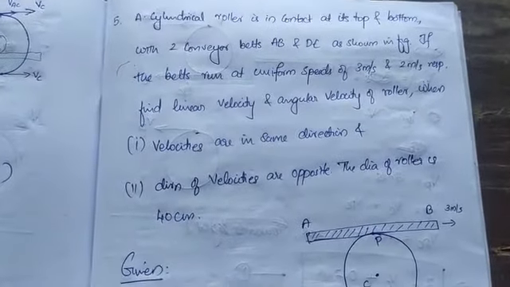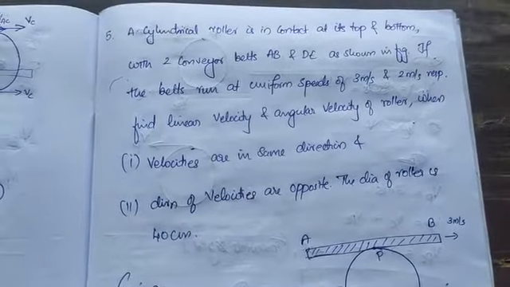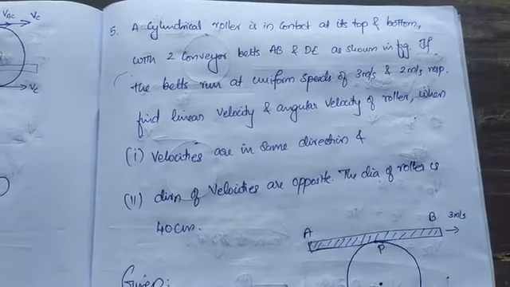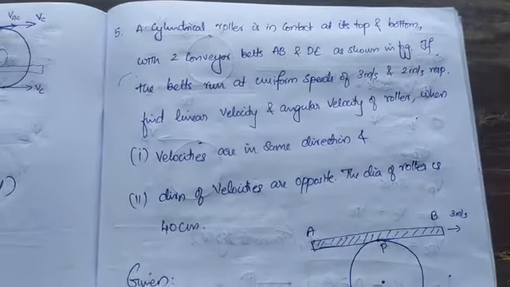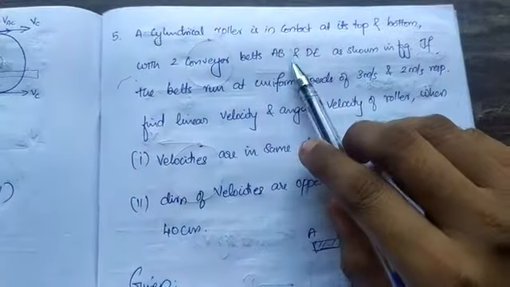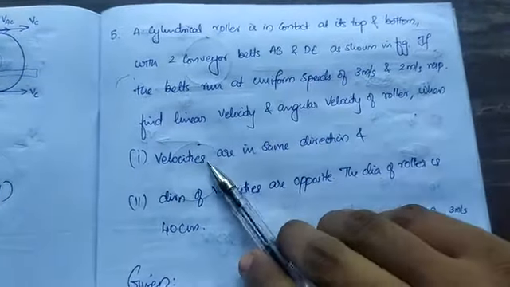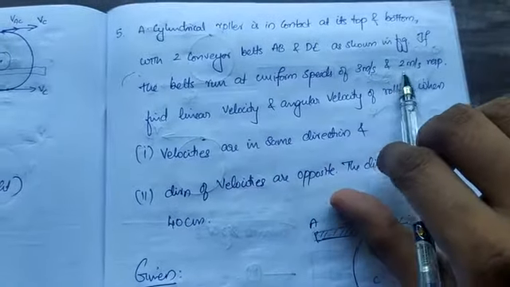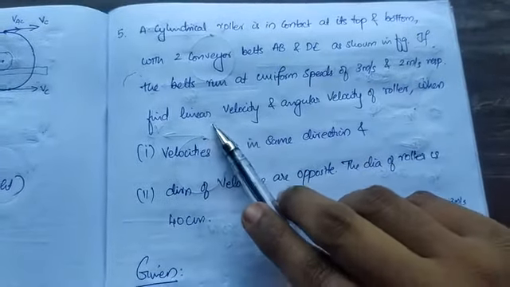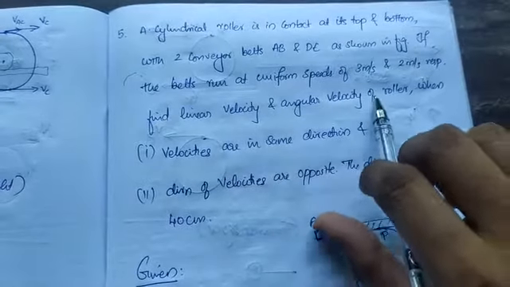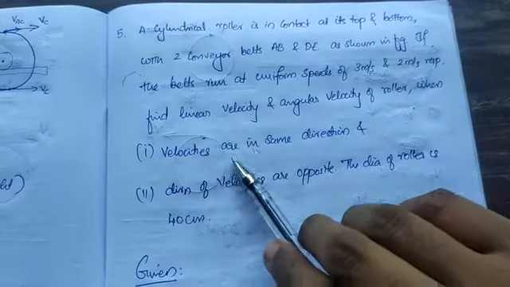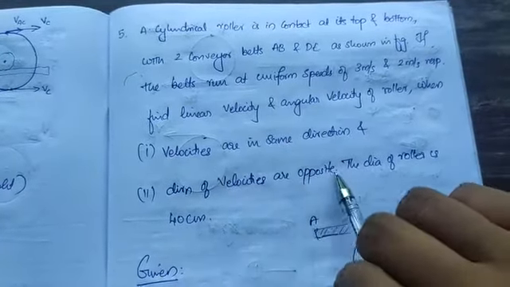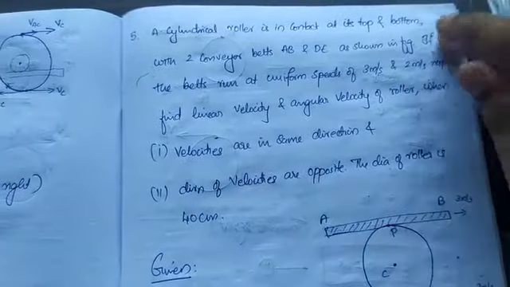Okay, the question is, a cylindrical roller is in contact at its top and bottom with two conveyor belts A, B and D as shown in the figure. If the belts run at uniform speeds of 3 meter per second and 2 meter per second respectively, find linear velocity and angular velocity of roller when velocities are in same direction and direction of velocities are opposite. Diameter of roller is 40 centimeter.